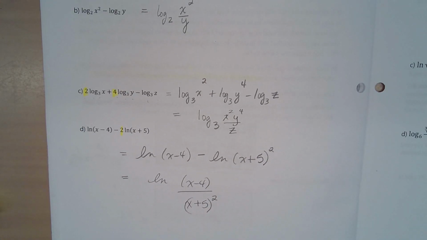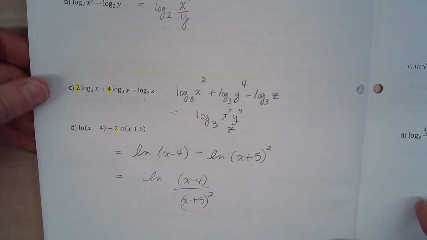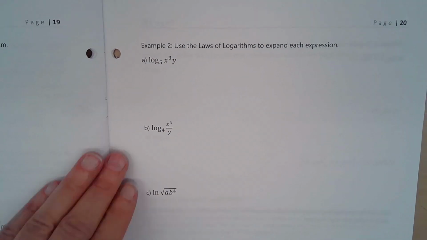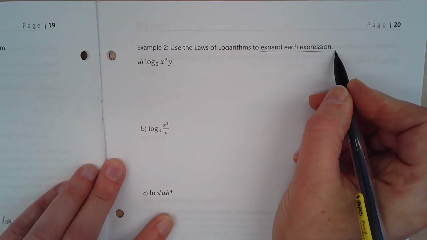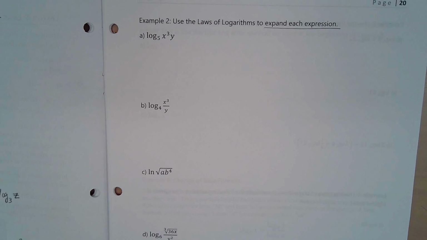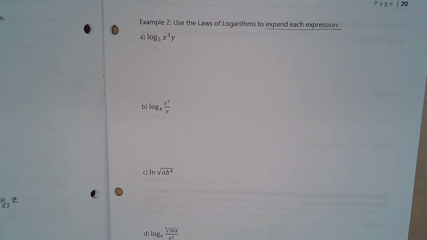So to simplify logs, we compress them into one argument, and how we do that is through multiplication or division, and sometimes moving the coefficient up as an exponent if there's a coefficient. Working the other way, we can use the laws of logarithms to expand each expression into individual logs. So let's look at this. I have log base 5 of x cubed times y. How many log statements will you have in the final answer? There should be 2. So take a second, expand those.